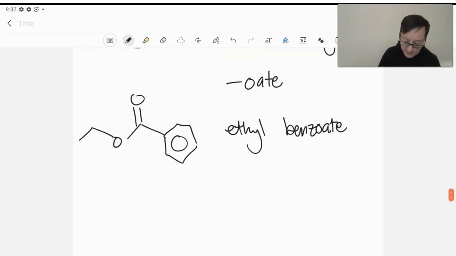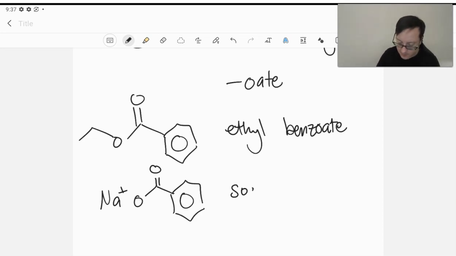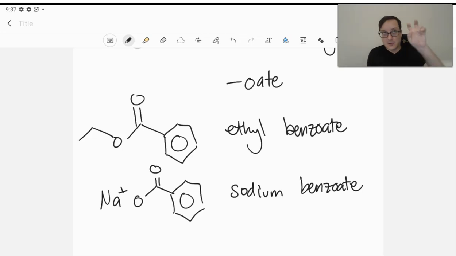Interestingly enough, carboxylates also follow this naming structure. This would be sodium benzoate. So we can kind of consider this an ester, even though it's not. It's a carboxylate. But there we have it. So sodium benzoate, of course, a very common preservative. It's in many of our foods.